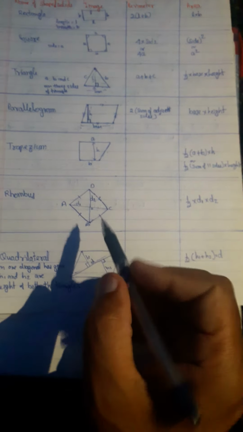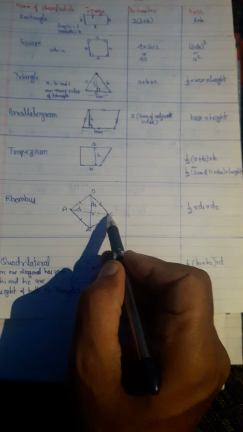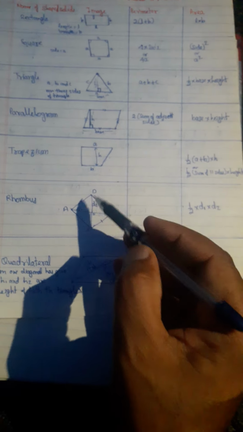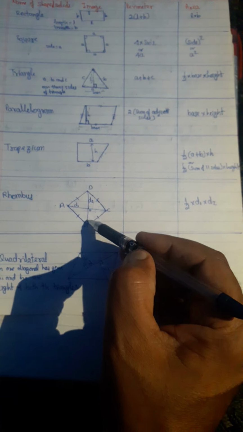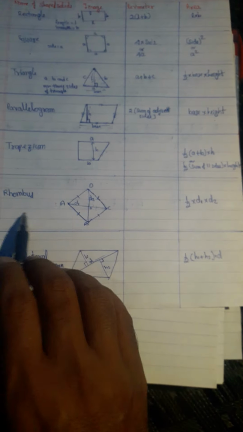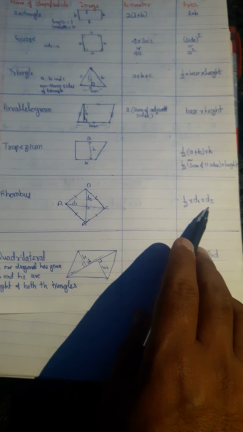In the rhombus, if we join 2 opposite vertices like A and C, that is known as diagonal D1. If we join the D and B vertices, that is known as diagonal 2. The area of the rhombus is 1/2 diagonal 1 multiplied by diagonal 2.